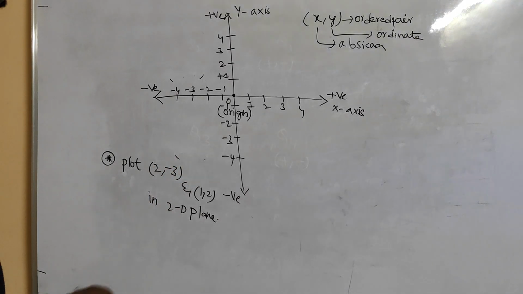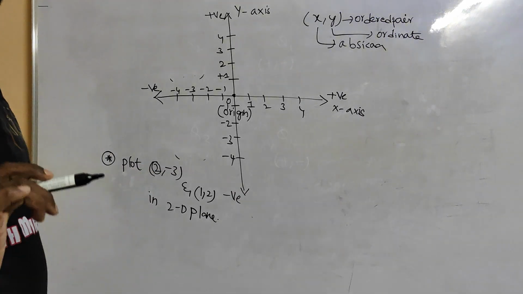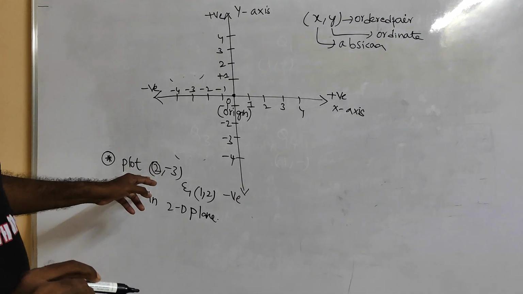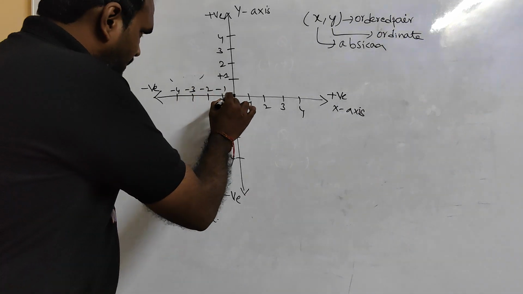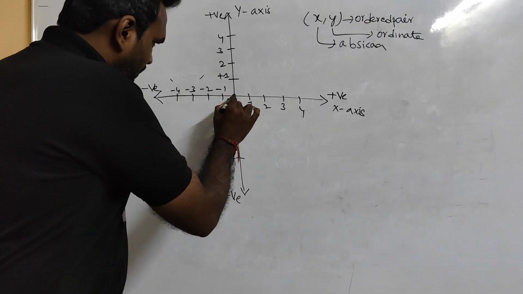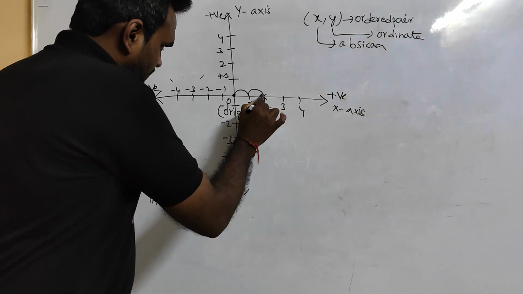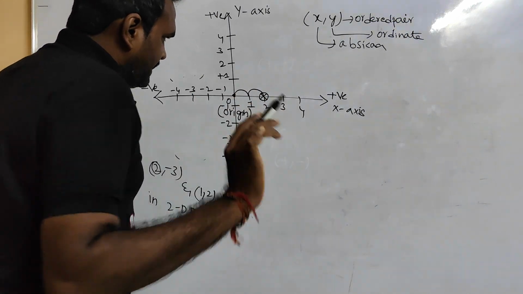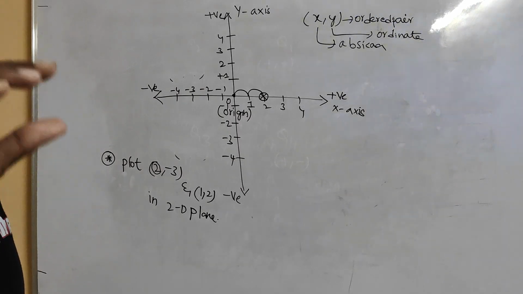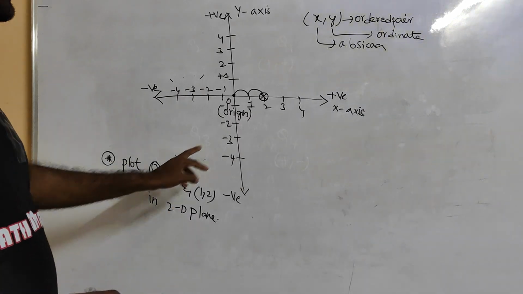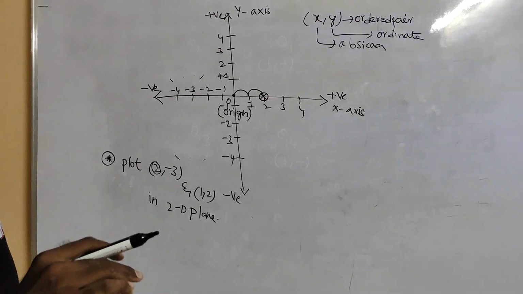How to plot? See, 2 is there. This is your x coordinate, correct? Which 2 it is there? Plus 2 it is there. So right hand side, from origin onwards, you have to go 2 points: 1, 2. So here 2 is there. You mark this one for time being. Those who don't know how to plot the points, for them I am telling. You mark this one for time being, and after that we can erase what we don't want.